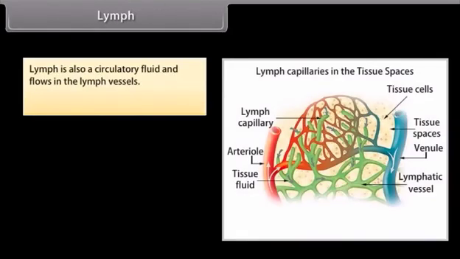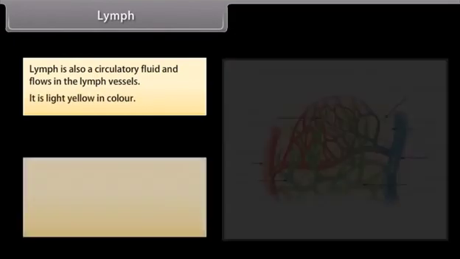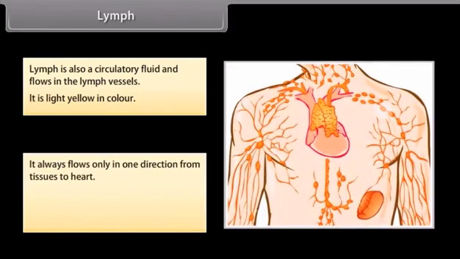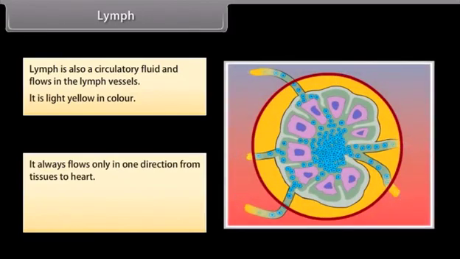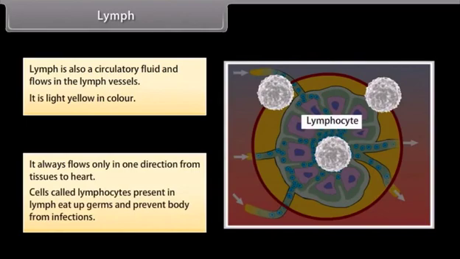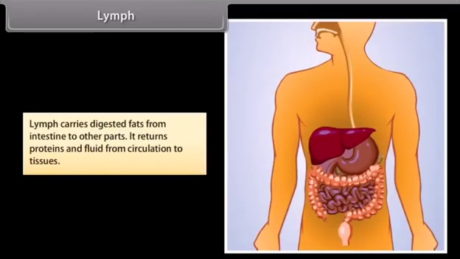Lymph. Lymph is also a circulatory fluid and flows in the lymph vessels. It is light yellow in color. It always flows only in one direction, from tissues to heart. Cells called lymphocytes present in lymph eat up germs and prevent the body from infections. Lymph carries digested fats from intestine to other parts. It returns proteins and fluid from circulation to tissues.